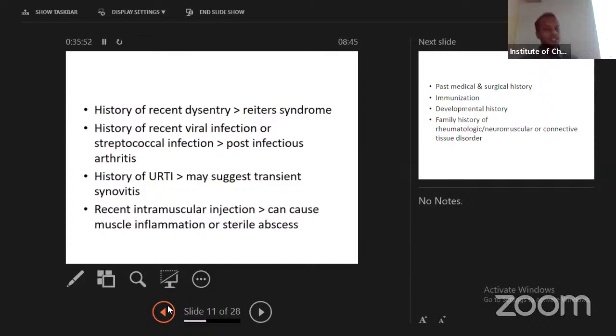History of recent dysentery should be asked. Then we have to suspect Reiter syndrome. History of recent viral infection or streptococcal infection should also be inquired. Then it could be suggestive of post-infectious arthritis. History of upper respiratory tract infection may suggest transient synovitis. Recent intramuscular injection of any vaccination should also be asked, because it can cause transient limping due to muscle inflammation or sterile abscess.